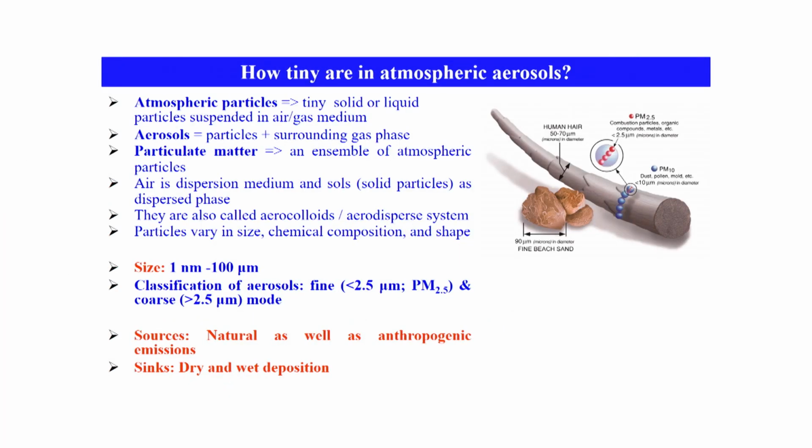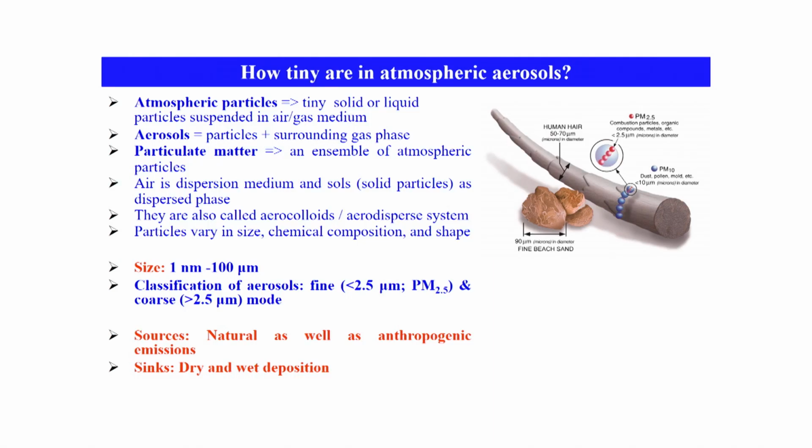Again, just to give an idea, from the previous lectures we have already discussed this. When we say atmospheric particles, anything that is suspended in the air or gas medium is called atmospheric particles. Now, in atmospheric particles, only tiny solid or liquid particles are considered. Air or gas medium is not considered as a system.